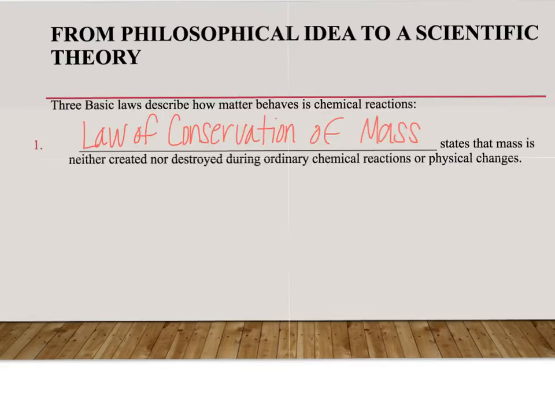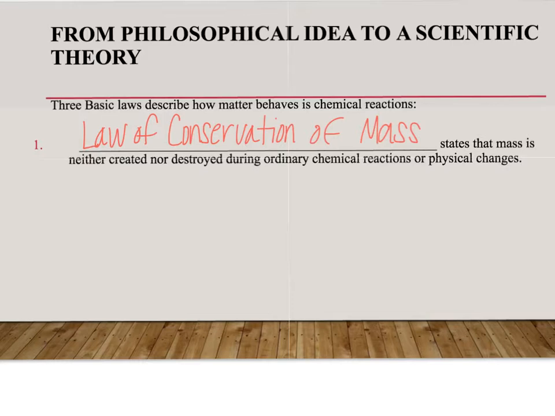So we're going to talk first about how we went from the philosophical ideas to a scientific theory. So first we need to talk about the 3 basic laws that describe how matter behaves in a chemical reaction. The first one is one that you are familiar with, and that is the law of conservation of mass. And it states that mass is neither created nor destroyed during an ordinary chemical reaction or during physical changes.